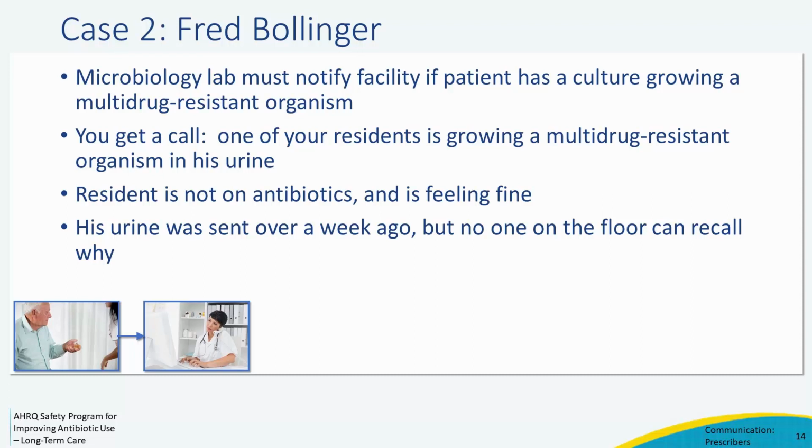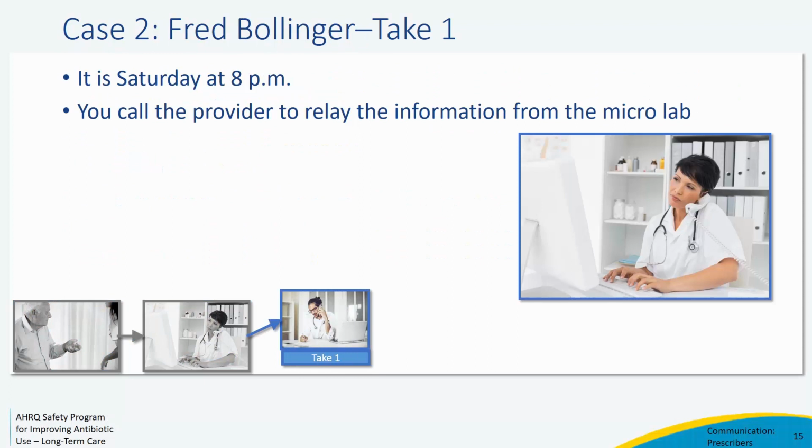You get a call saying one of the residents you are caring for is growing a multi-drug resistant organism in his urine. The resident is not on antibiotics and is feeling fine. His urine was sent over a week ago, but no one on the floor can recall why. It is Saturday at 8 p.m. You call the provider to relay the information from the microbiology lab.